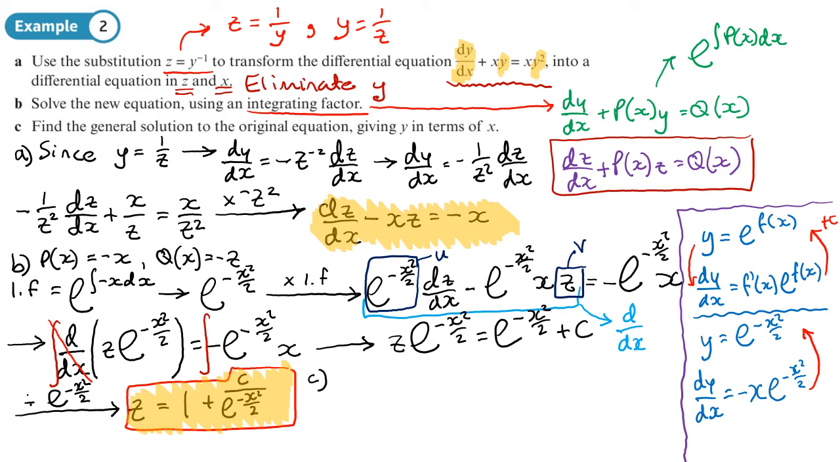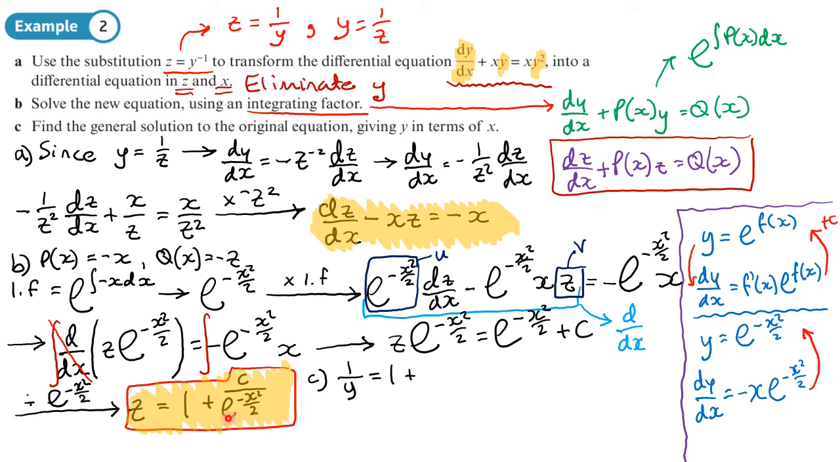So if we now look at part C, it says find a general solution to the original equation in terms of y and x, which means we now substitute back. Right, so if you go back to the very beginning here, z equals the reciprocal of y, or y equals the reciprocal of z. So that means that y equals the reciprocal of this. I suppose we could replace this and put 1 over y equals that. Actually, we will do that. I'll do 1 over y equals 1 plus.